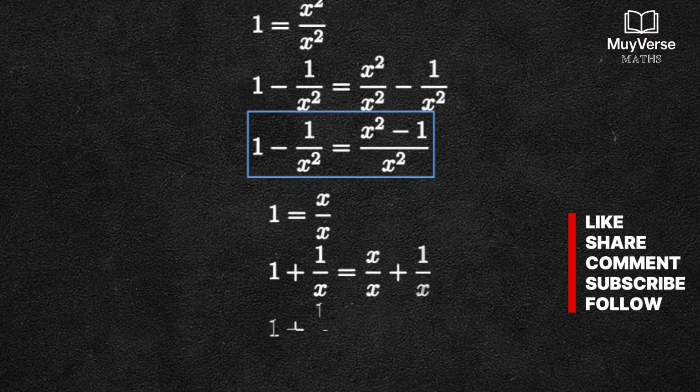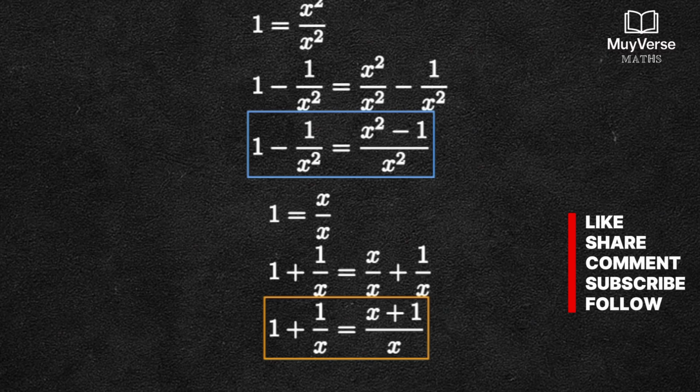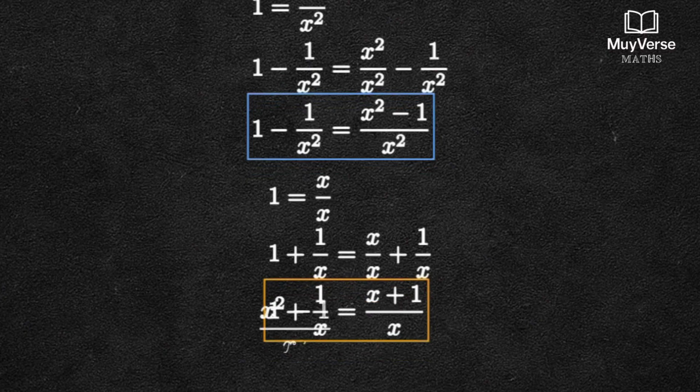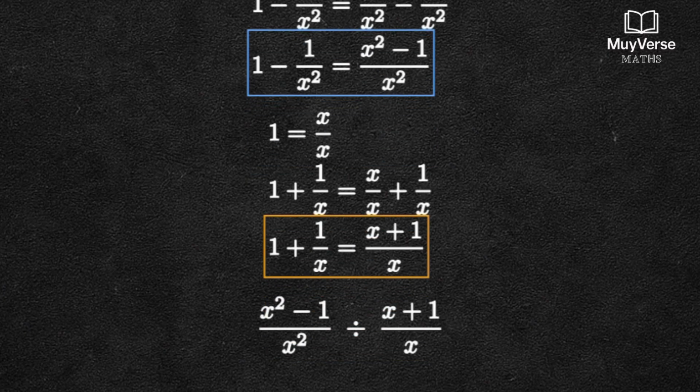For the right part, 1 is x over x, so 1 plus 1 over x becomes x over x plus 1 over x, which is x plus 1 over x. Now the original expression becomes the fraction x squared minus 1 over x squared, divided by the fraction x plus 1 over x. Step 2.